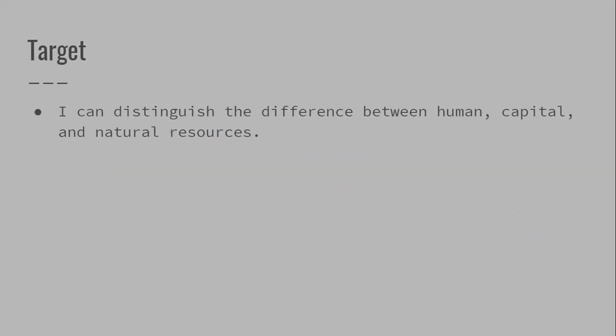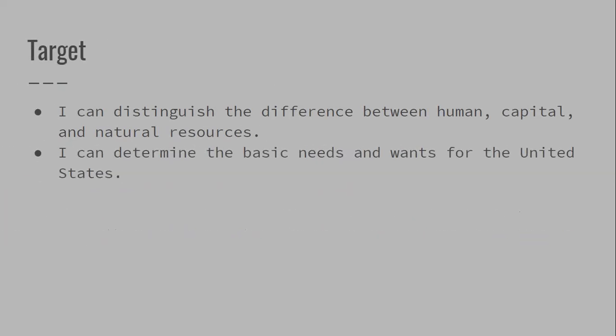Let's review our target. Our target for today is I can distinguish the difference between human, capital, and natural resources. Our second target is I can determine the basic needs and wants for the United States. So let's kind of unpack these targets.